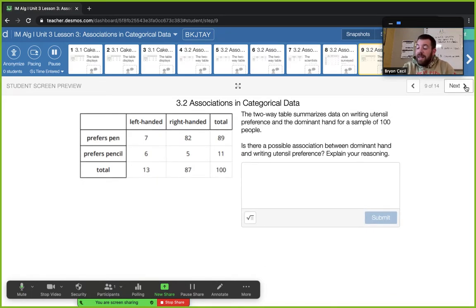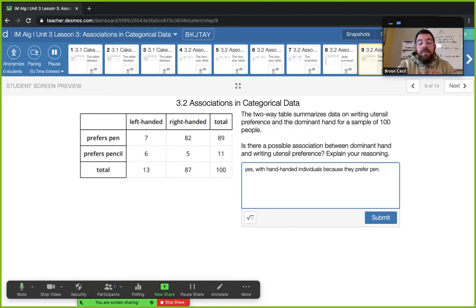Okay, slide 9. Is there a possible association between dominant hand and writing utensil preferences? Okay, I would say yes. Just because maybe not with left-handed, you can see it's only 7 and 6, but definitely yes with right-handed individuals, because they prefer pen. You can definitely tell 82 out of 87 people preferred to use the pen.